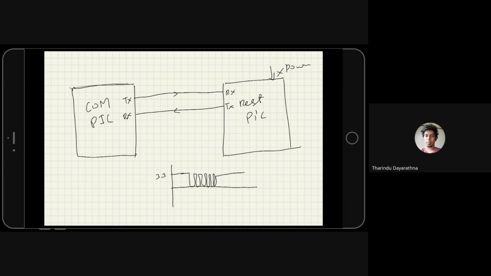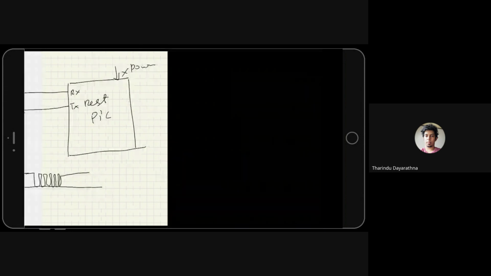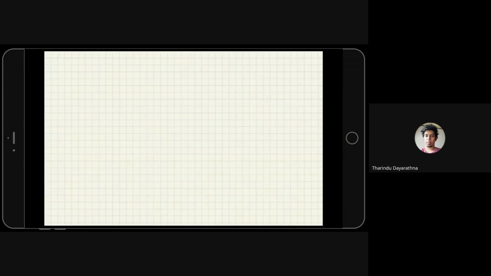Actually, reset peak is always running, but the other way around it will happen. Let's say in this direction, this TX line is always high. So let's say reset peak turns off the comp peak. But since this one is leaking power to the config, it will not turn off. So it will be running. So because of that, to avoid that situation, what we do is we put a buffer.